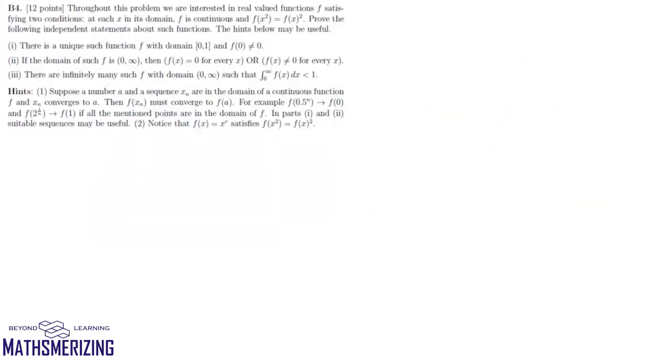Now we'll come to its third part, which says there are infinitely many functions f with domain from 0 to infinity such that this integral from 0 to infinity f(x) dx is less than 1. In the hint it says this function f(x) equals x to the power r, it satisfies this condition f(x²) equals f(x) whole square. So we'll take this function as x to the power r.